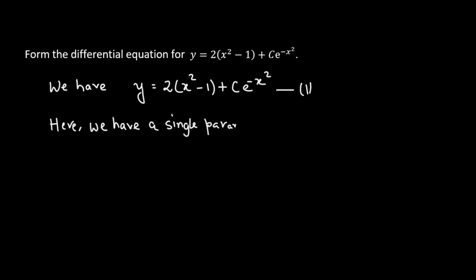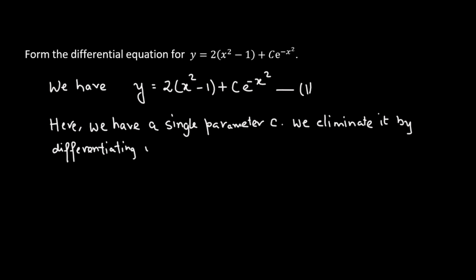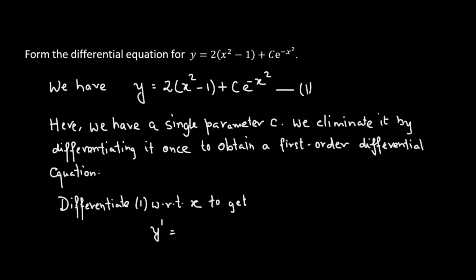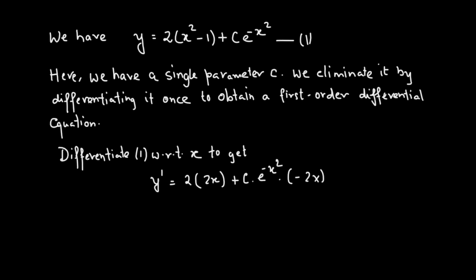Here we have a single parameter c. We eliminate it by differentiating once to obtain a first order differential equation. So differentiate 1 with respect to x to get y prime equals 2 times the differentiation of x squared minus 1, which is 2x, plus c times the differentiation of the exponential function, which is the function itself. So we have e raised to the power of negative x squared times the derivative of negative x squared, by the chain rule, which is negative 2x. Simplifying the terms, we have 4x minus 2x times c times e raised to the power of negative x squared. Let this be equation number 2.